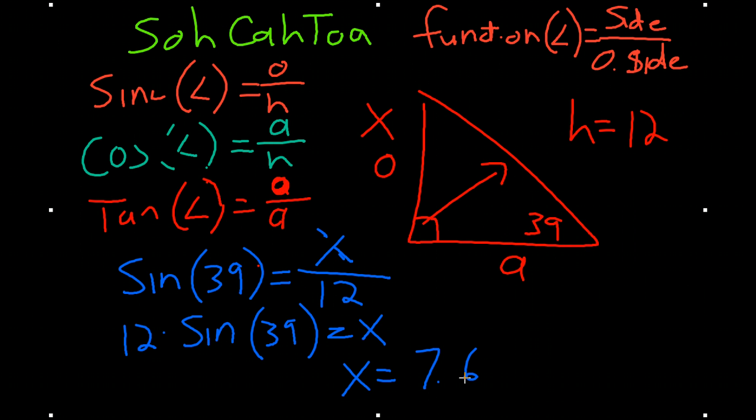That's how you can use the trig functions if you know one of the angles other than the right angle and one of the sides to figure out the other sides. And we could have gone ahead and used the cosine to figure out what A is, the adjacent side. And in the next video, we'll talk about how you use the inverse functions to find the measure of angles.